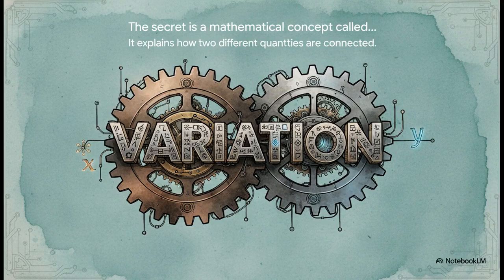Well, that secret rule has a name. It's a concept in math called variation. And all it really is, is a way to explain how two different things are connected, how a change in one thing causes a totally predictable change in another. You could almost call it the language of relationships, just told with numbers.